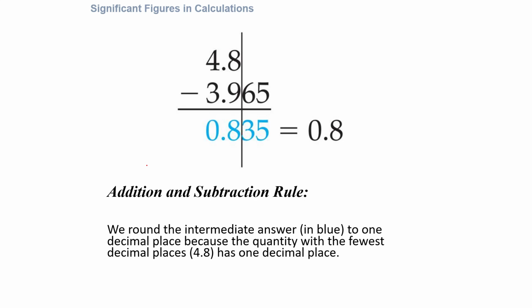So here's an example. 4.8 minus 3.965 gives us 0.835. We're going to round it to the least number of decimal places out of 4.8 and 3.965.